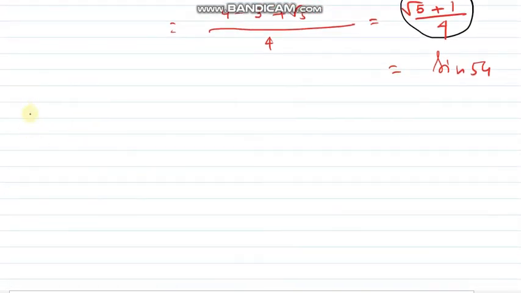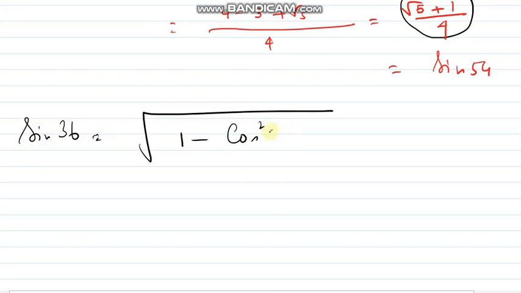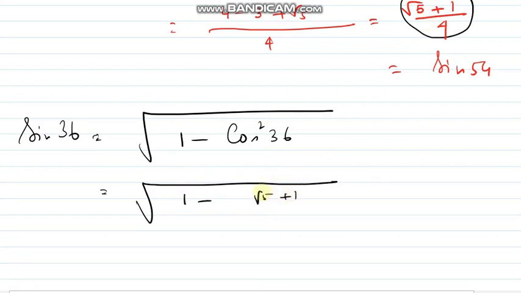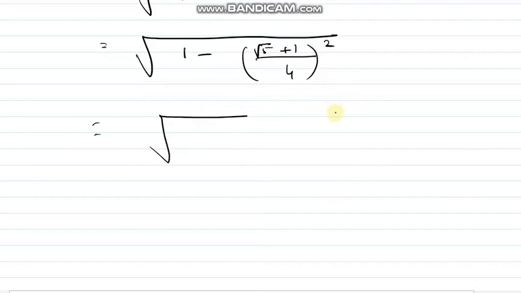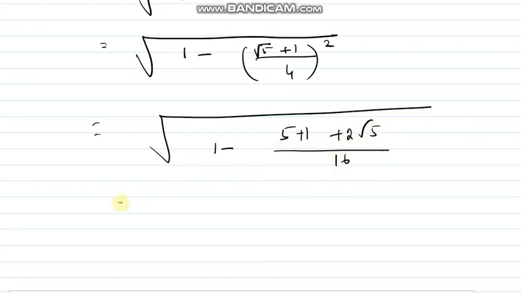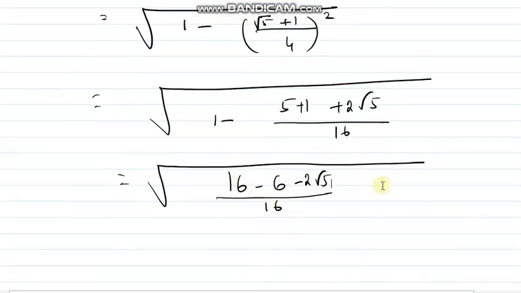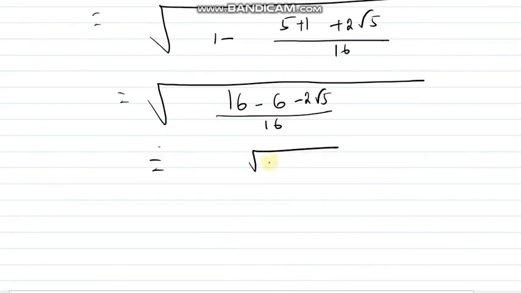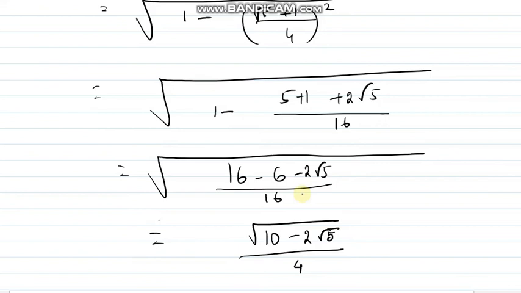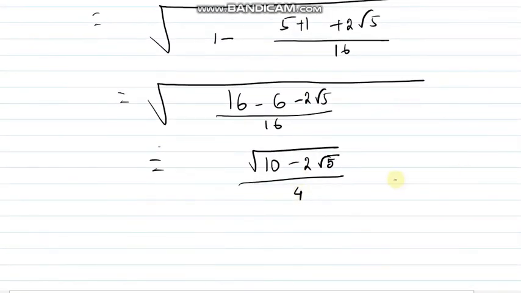So now sin 36 will be root over 1 minus cos square 36, right? So root over 1 minus cos 36 is this. If I put the value root 5 plus 1 divided by 4 whole square, it becomes 1 minus 5 plus 1 plus 2 root 5 divided by 16. So 16 LCM, 16 minus 6 minus 2 root 5. If I take the root, it will be root over 10 minus 2 root 5 divided by 4. Sin 36 we can also write as cos 54.